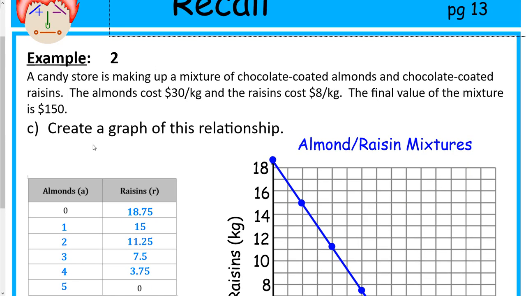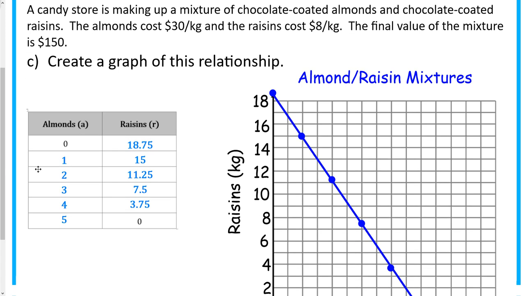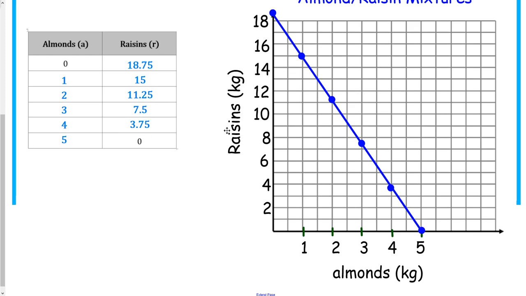Question C, create a graph of this relationship. So this is our data from the previous page. And I just plotted these points. I've got my raisins on the y-axis and my almonds on the x-axis. It doesn't matter, right? The way I have it written here, I'm saying the amount of raisins you purchase depends on the amount of almonds. So raisins is independent, and then almonds is dependent.